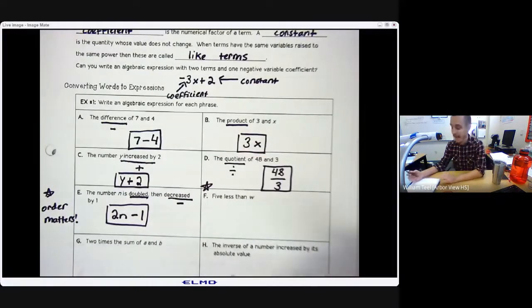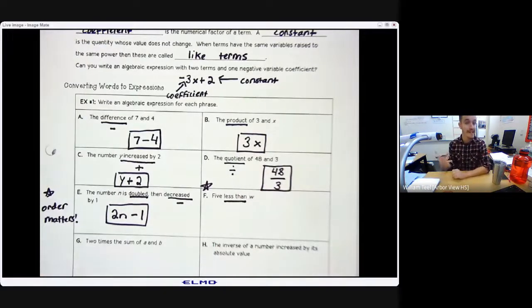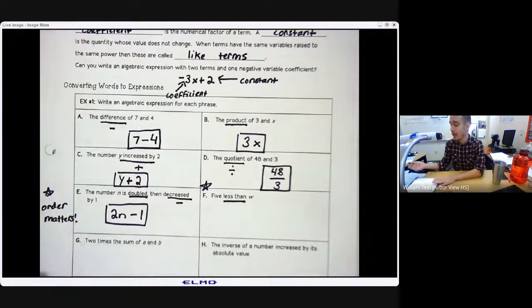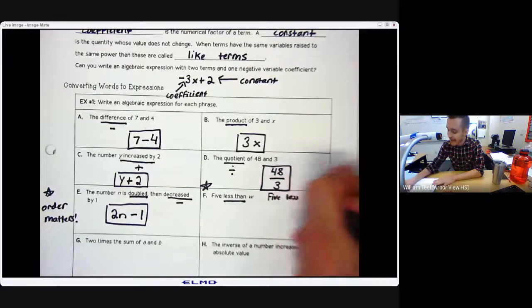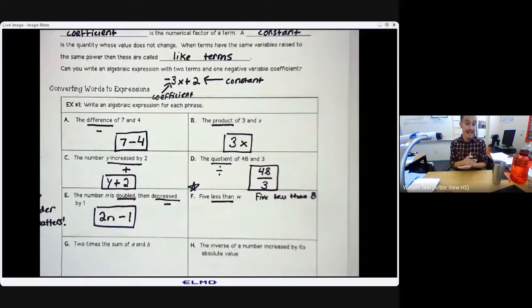5 less than W. Less than is a word that tells us exactly what the order is going to be. So I want you to think about real numbers here. So we are going to say 5 less than W. What if I said 5 less than, I don't know, 8? What is 5 less than 8? Well, we know that 3 is the number that is 5 less than 8. So we're not taking 3 minus 8, we're taking 8 minus 3. So the order here is going to be a little bit backwards.